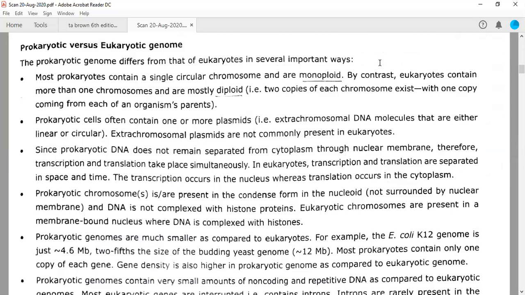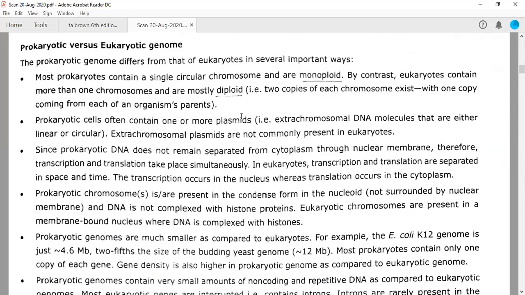Now, the important thing is, as we have discussed, bacteria and prokaryotes mostly have a singular circular chromosome, though there are certain exceptions. Because they come from a single bacterial cell, they are monoploid in nature, whereas eukaryotes are generally diploid because we have two copies of each chromosome, one copy coming from each of our parents.